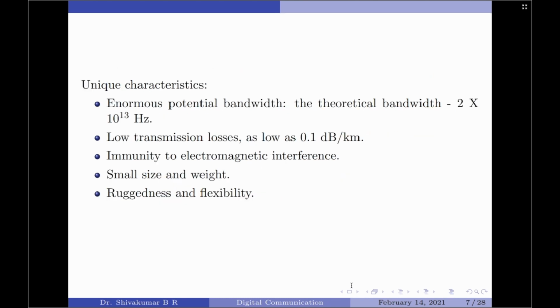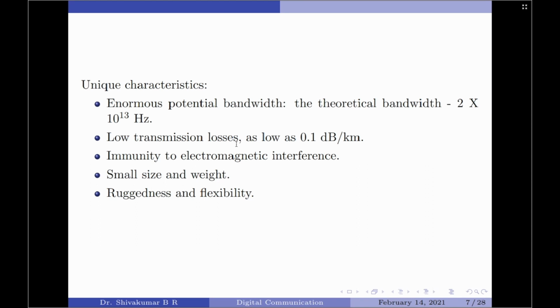Compared to coaxial cables, optical fibers are smaller and they offer high transmission bandwidths and longer repeater separations. Optical fibers have unique characteristics that make them highly attractive as a transmission medium. In particular, they offer the following characteristics that are listed in this slide. They have enormous potential bandwidth resulting from the use of optical carrier frequencies of around 2 × 10^14 Hz. With such a high carrier frequency and a bandwidth roughly equal to 10% of the carrier frequency, the theoretical bandwidth of the light wave system is around 2 × 10^13 Hz.